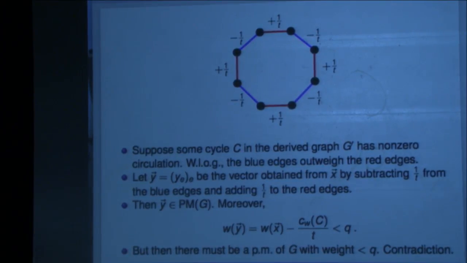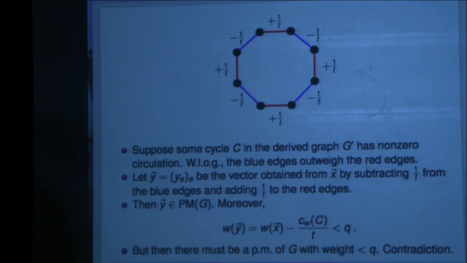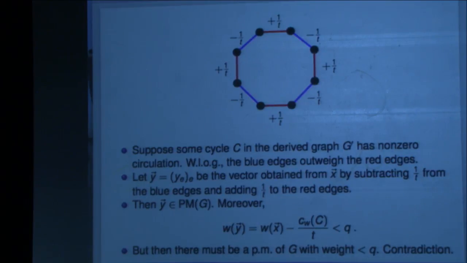But now we use the fact that y is this convex combination of perfect matchings. So there has to be some perfect matching contributing to y that has weight less than q, but that's a contradiction. Okay. So that's the linear algebra version of the proof. And then, like I said, there's a nice combinatorial version. I can say it in one sentence.